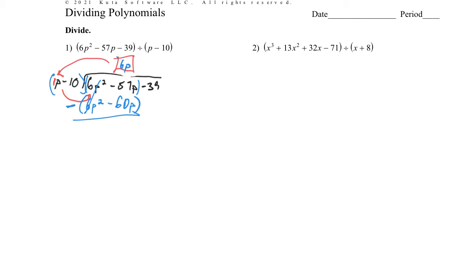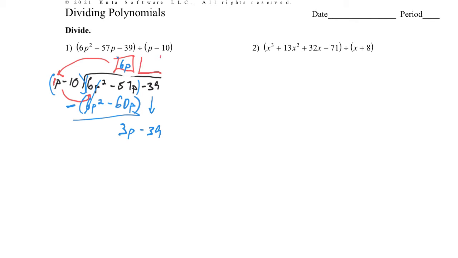Then we take negative 57 minus negative 60. So the minus that's here and that minus that's there, double negative, so positive. So negative 57p plus 60p. So negative 57 plus 60. So that's going to come out to be a positive 3p. Then you drop down the minus 39, and you do the same thing again.